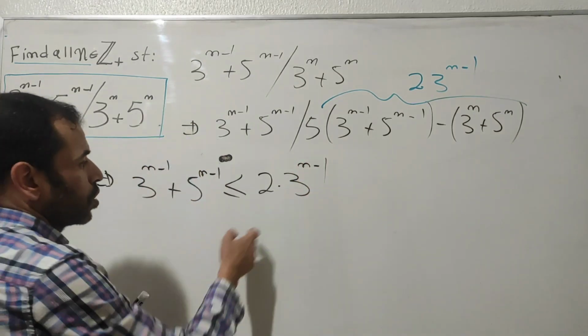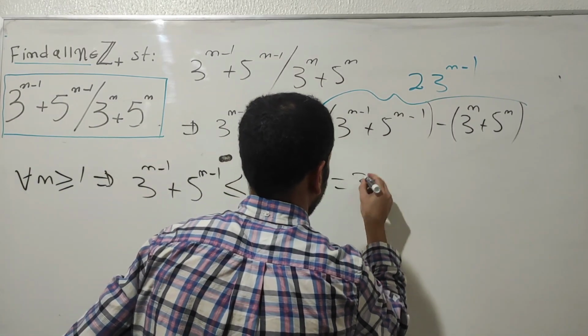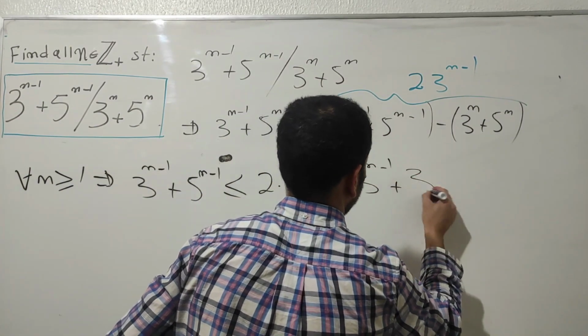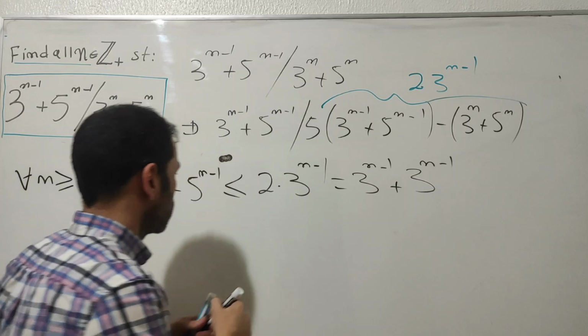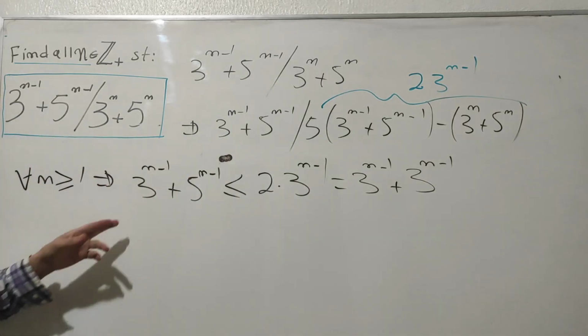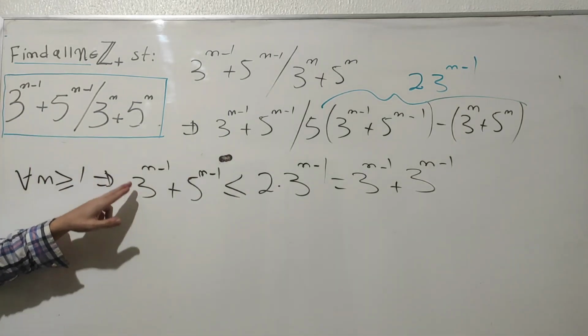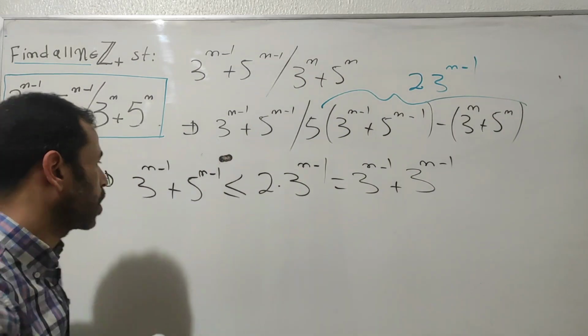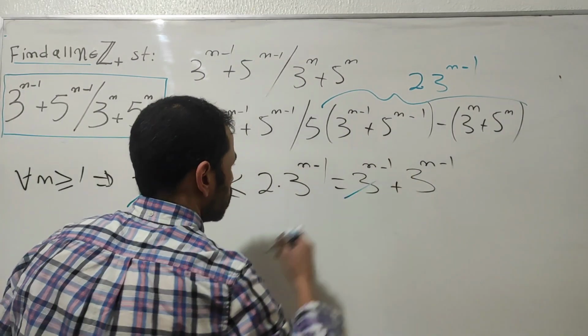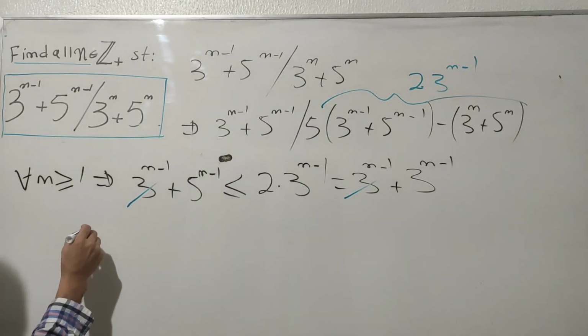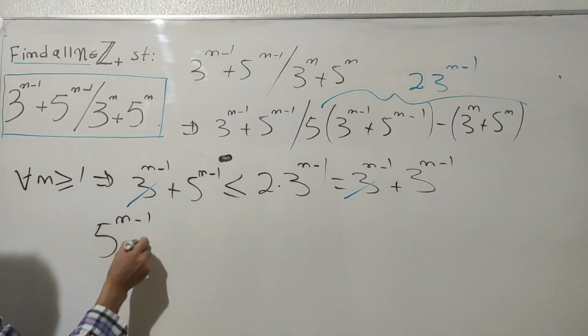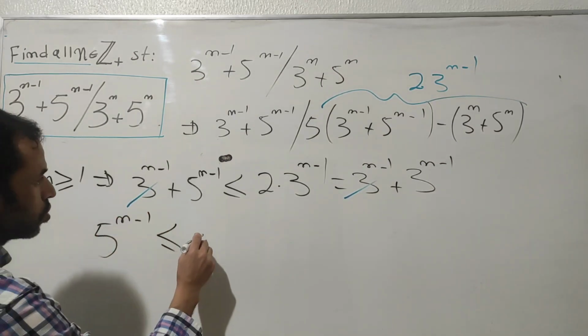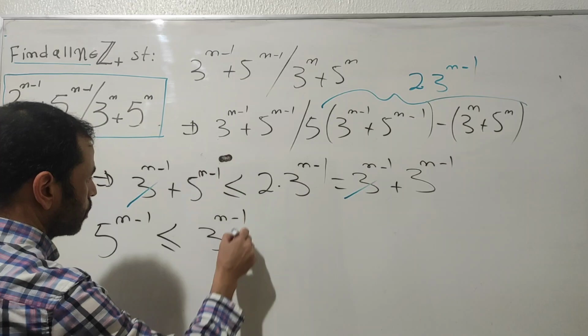So let's split this into two terms: 3^(n-1) plus 3^(n-1). Since we have one 3^(n-1) on each side, we are going to cancel it out. So I will be left with 5^(n-1), which is less than or equal to 3^(n-1).